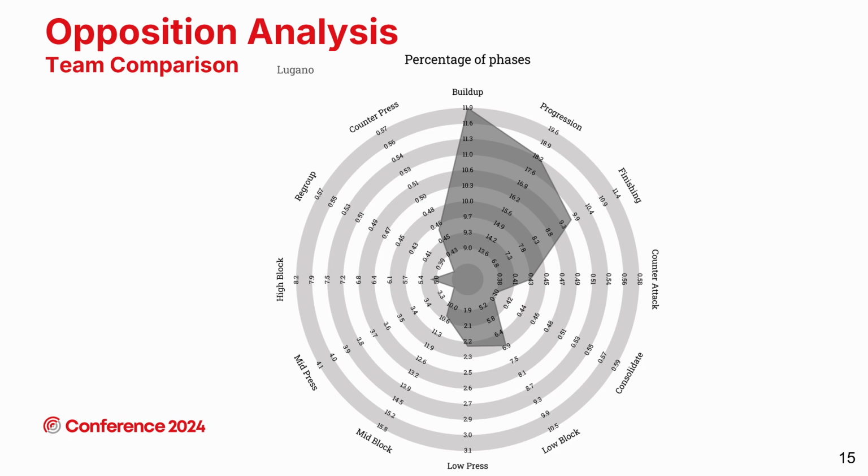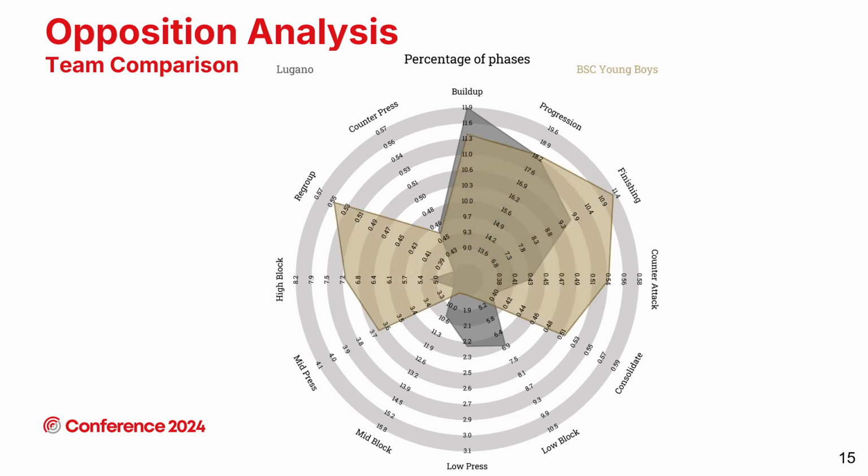We can see from the top right corner of the radar plot all the major in-possession phases definitions that we have, and we can see that Lugano is among the teams in the league with the highest percentages in all these phases, especially in build-up and progression, while without the ball, the highest values are in low press and low block.